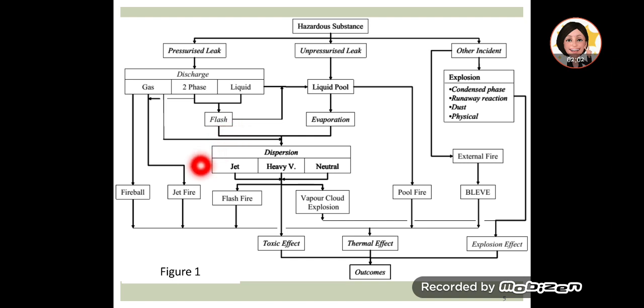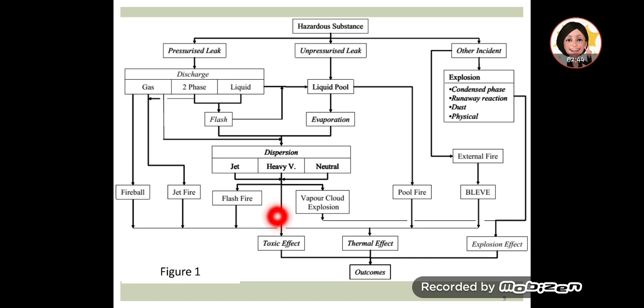And from there, what are the possible events that can occur? These are the events that can occur, like jet fire, flash fire, fireball, VCE, pool fire, and BLEVE. All these will give us thermal effect, so we can calculate the thermal effect of these events. If there is any heavy dispersion of vapor, and if it is toxic, we can also calculate the toxic effect.